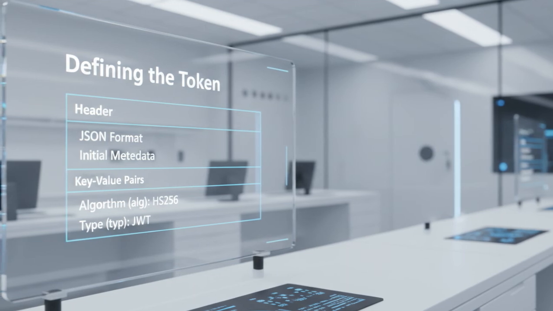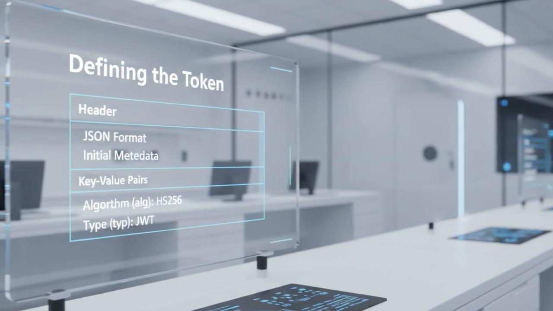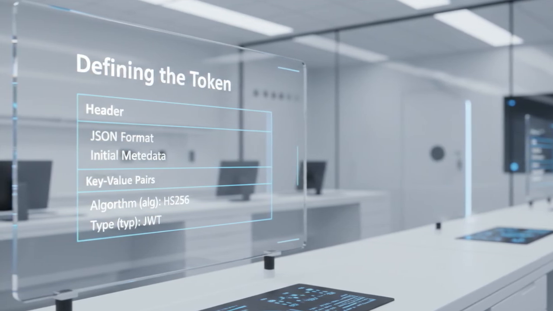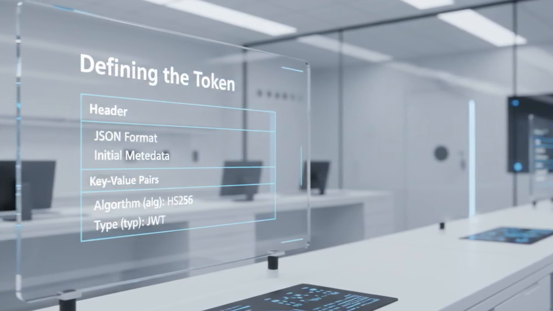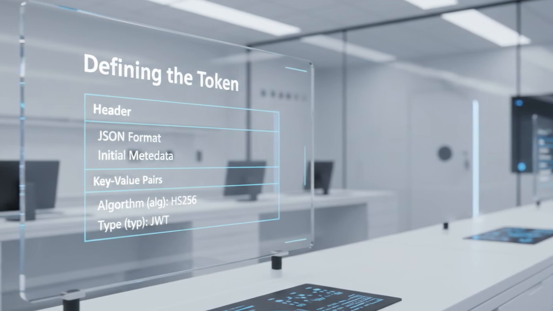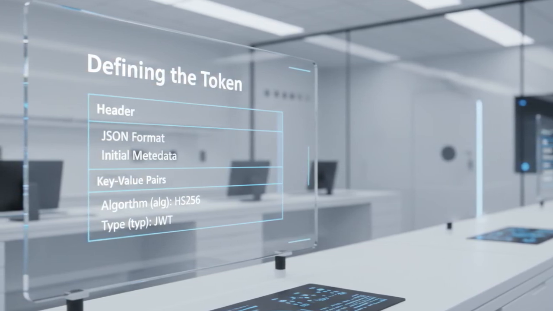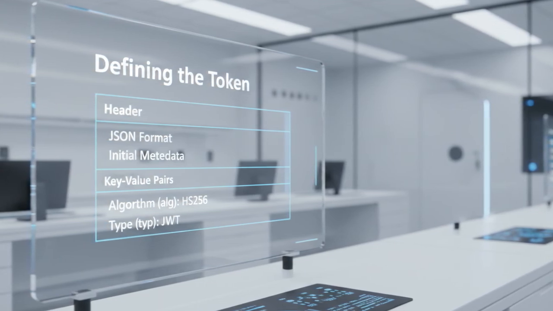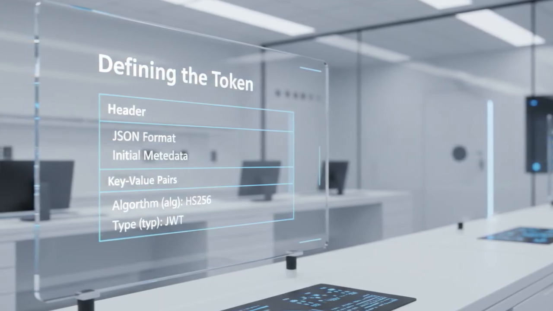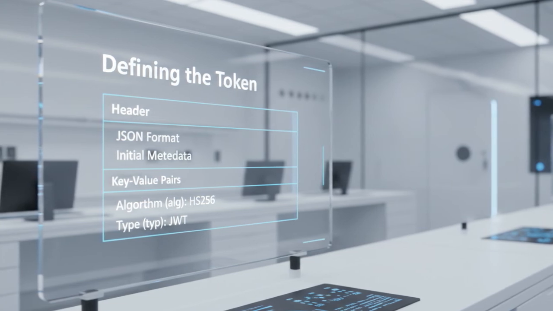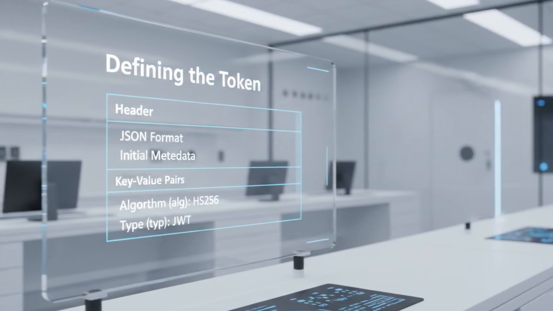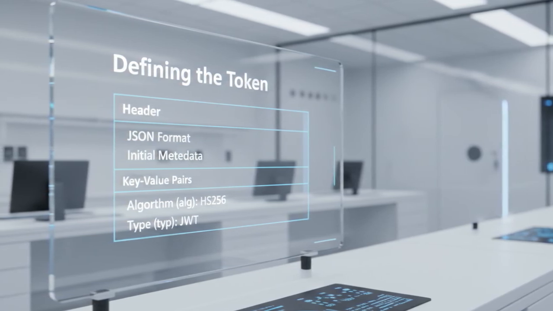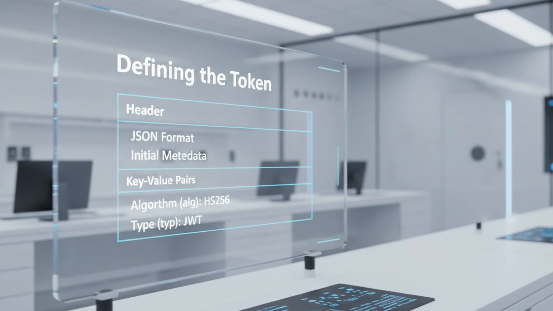Let's zoom into the first part of the JWT, the header. The header is a JSON object that provides administrative information about the token. Usually, it consists of two parts: the type of the token, which is JWT, and the signing algorithm being used, such as HMAC SHA-256 or RSA. For example, a common header might look like this: alg HS256, typ JWT. This information is vital because it tells the server how to verify the signature once the token is received. It acts like an envelope's return address or postal markings, setting the stage for how the rest of the package should be handled and interpreted by the backend systems.